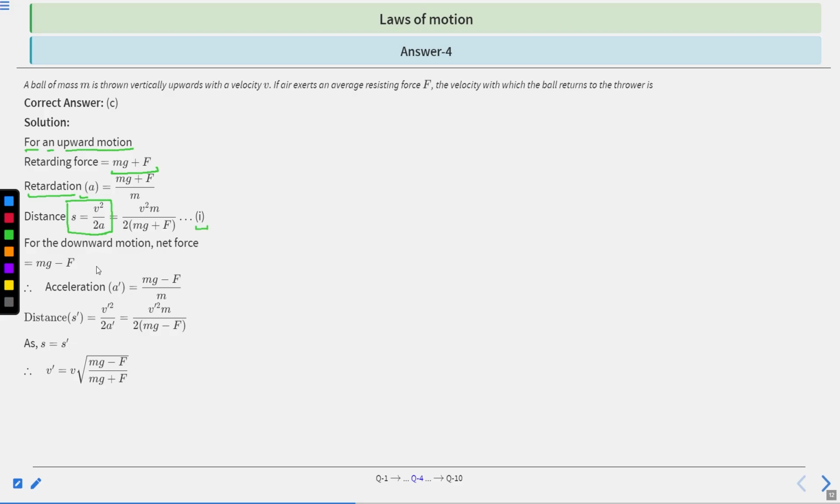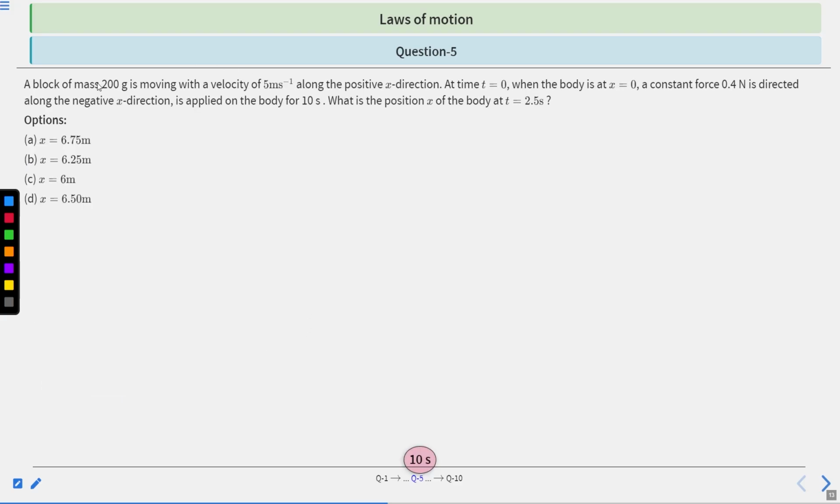Let this be equation first. For downward motion, net force equal to mg minus f. Clear? So acceleration is mg minus f divided by m. And distance is v prime square upon 2a prime. Putting the values, s prime equals v prime square m upon 2 times mg minus f. As s equal to s prime, v prime equal to v under root mg minus f divided by mg plus f. So this is the velocity. Clear? This is the technique to solve this question. So the correct answer is C.